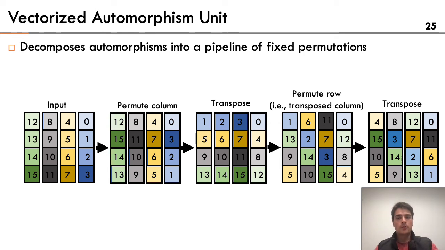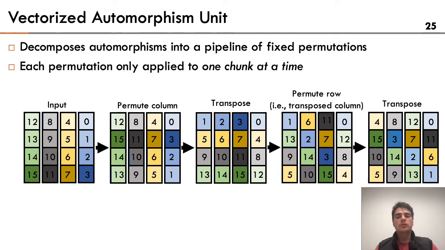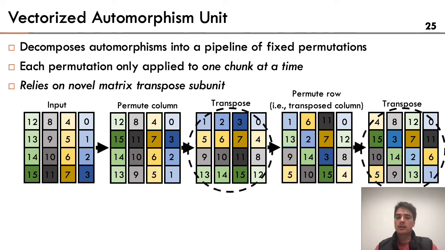The unit divides the automorphism into a pipeline of fixed permutations that operate only within chunks and not across chunks. To accomplish this, we first apply a set of permutations to each chunk, then transpose, then apply a different set of permutations, and finally transpose back. Again, this decomposition allows us to completely avoid permutations across chunks. Since all permutations are applied locally within chunks, they're cheap to implement and pipeline. At the core of the pipeline is a novel SRAM-based, fully pipelined matrix transpose subunit. This unit is also critical in the design of the NTT unit.